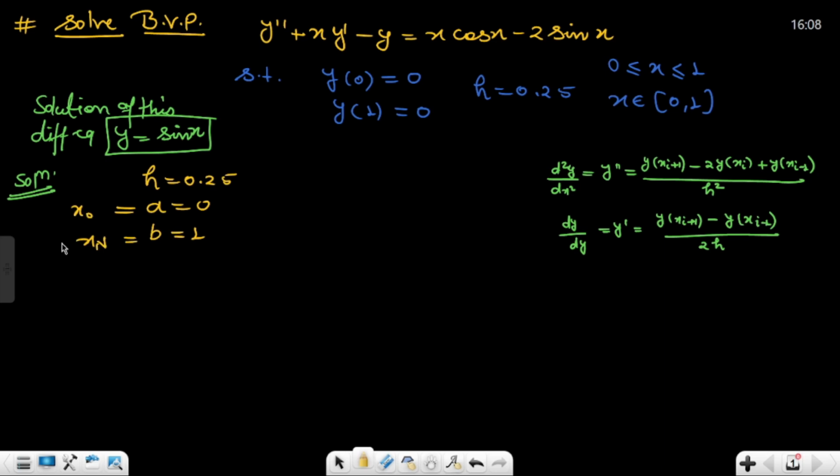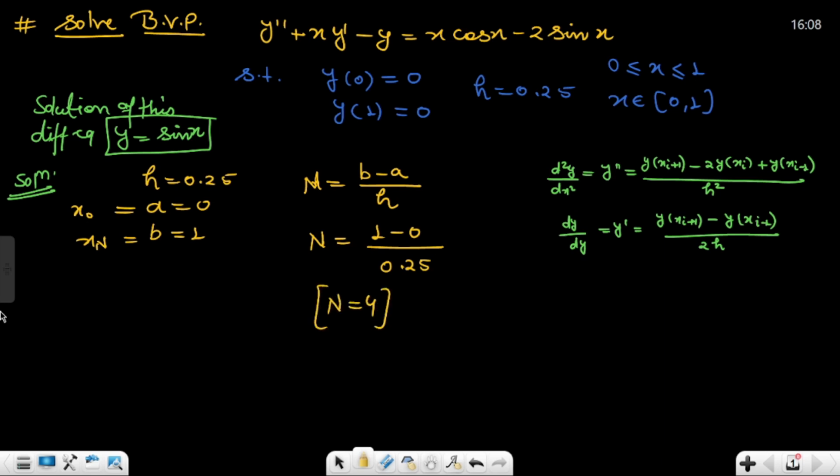I want to divide this into n equals 4 points. In this case, I can also find the value of n by using the formula n equals b minus a divided by h. So n equals 1 minus 0 divided by 0.25, which is nothing but n equals 4. So if we have n we can calculate h, and whenever you have h, then you can calculate n.